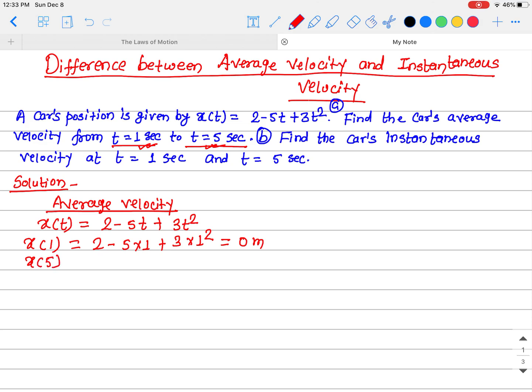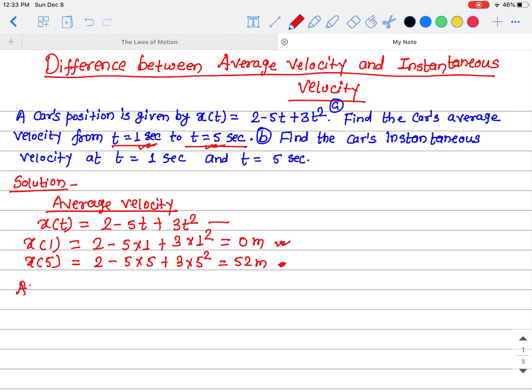In the same way, I can calculate the position at time equals 5 seconds. I'm just plugging time equals 5 seconds into this equation: 2 minus 5 times 5 plus 3 times 5 squared. 5 squared is 25, times 3 is 75, minus 25 is 50, plus 2. It will give you 52 meters. So this is the final position, and this is the initial position.